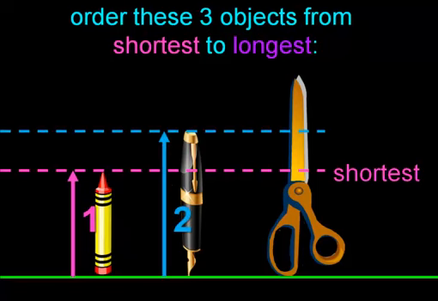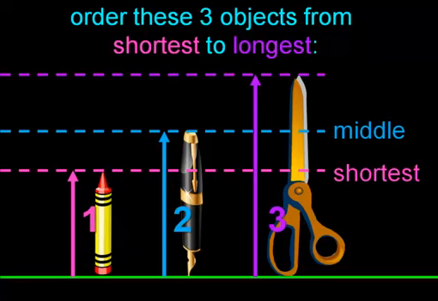The pen is next because its length is between the length of the crayon and the length of the scissors. And finally, the scissors are last since they are the longest object.